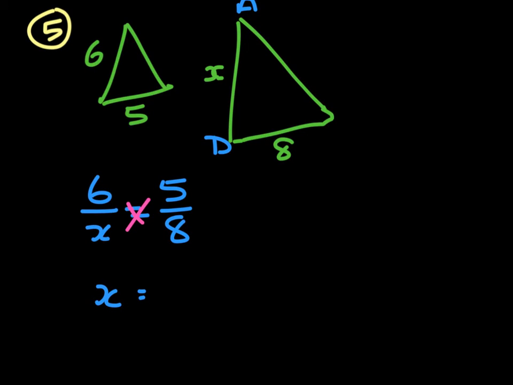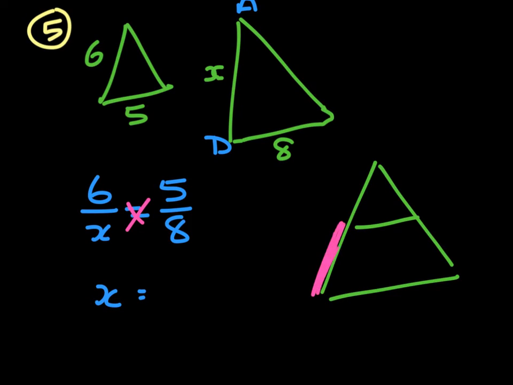Now that's not the answer to the question, because we're only looking for the length of BD. We're only looking for this part here. Okay, your x tells you the whole of that distance. So what you're going to have to do is take away the 6 for the top bit to get the length of BD.